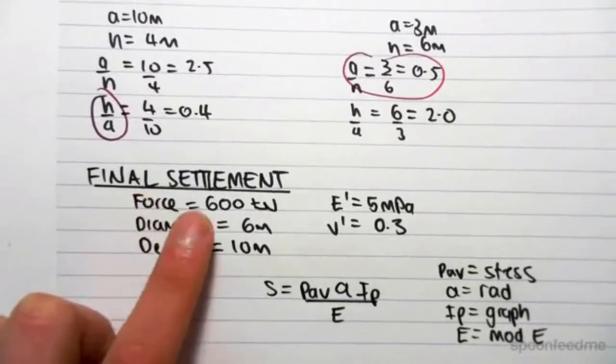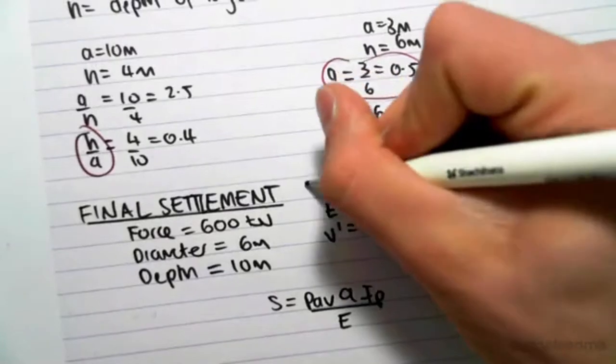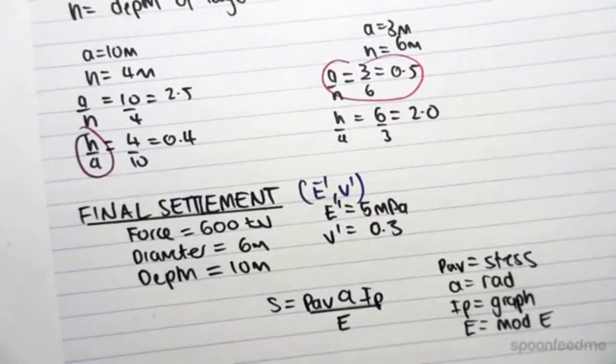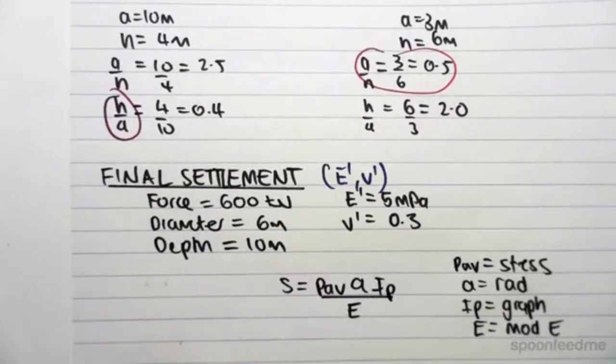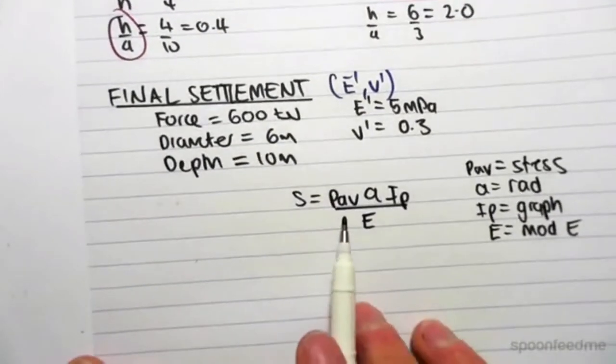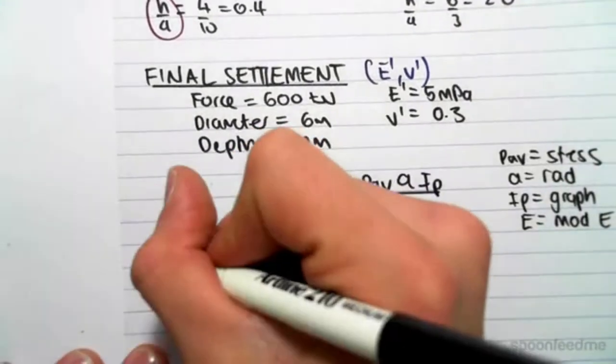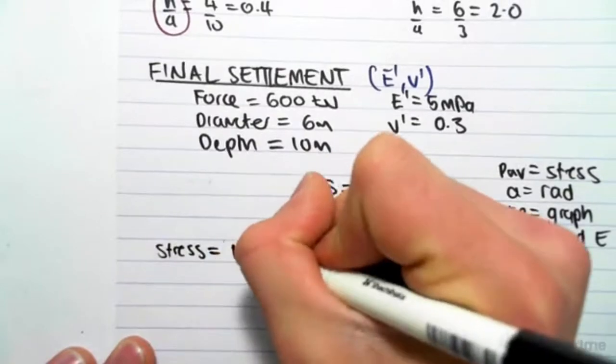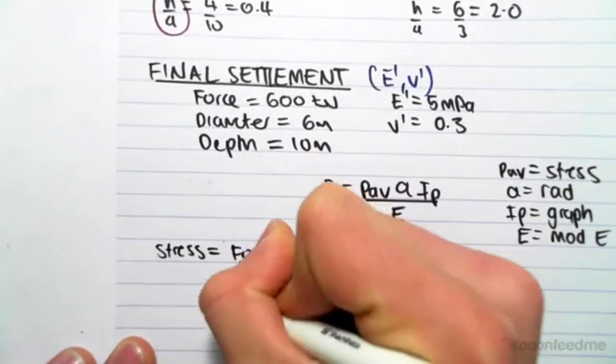As soon as we see the words final settlement, we know that we have to use the E dash and V dash values, because it's a final settlement, like we discussed in the previous video. So let's go and find all these factors. Let's first find the average pressure. We know that stress is equal to force on area.